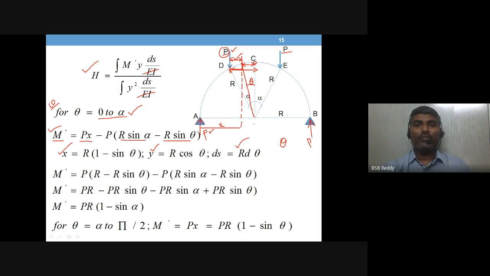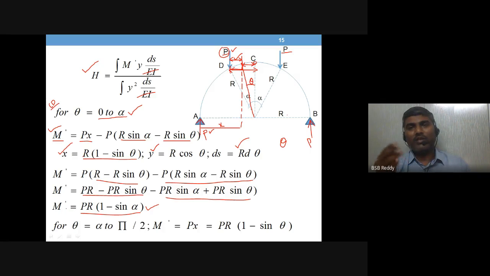Right. Now let us proceed. This is all simplified. You substitute for x, r into 1 minus sine theta. P is now replaced with that, simply by expanding this term. So what you have here is PR into 1 minus sine alpha, which is the value of m dash, which means the moment at a section.